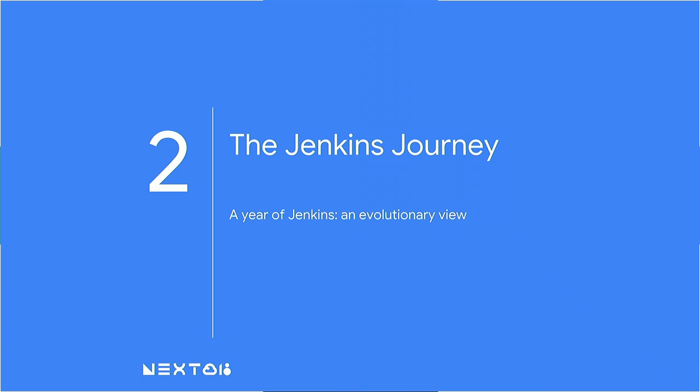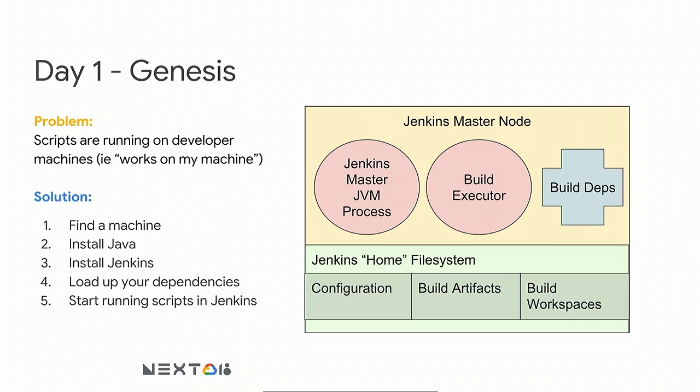So what does a Jenkins journey look like? Well, day one, Genesis, right? People have been running scripts on their computers. There's some scripts that are clobbering each other's behaviors, and you decide that you need a shared place to run these based off of git commits, which would be a really nice way to do things. So you find a machine somewhere. It's probably in the corner. It's like a Raspberry Pi, and you install Java on it. It takes up all the memory. You install Jenkins. You load up all your dependencies on there, whatever you need for your build. You might need a special version of Node or Go or some test library or something like that. And then you start running your scripts in the shared build server. So you're stoked.